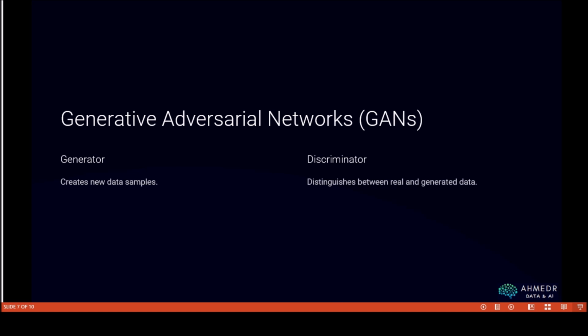GANs are behind some amazing and sometimes controversial AI technologies. For example, they are used to generate hyper-realistic images of people who don't actually exist, like on the "This Person Does Not Exist" website. GANs are also the technology behind deepfakes, where AI can generate videos that make it look like someone said something that they never actually said. GANs have incredible potential in the fields of art, entertainment, and simulation, but they also raise important ethical concerns.